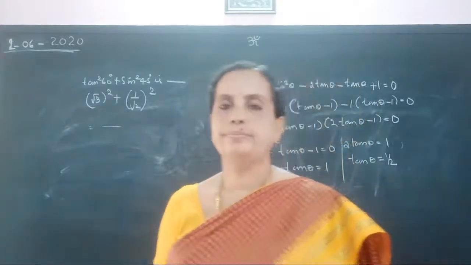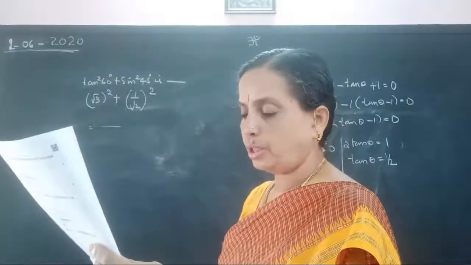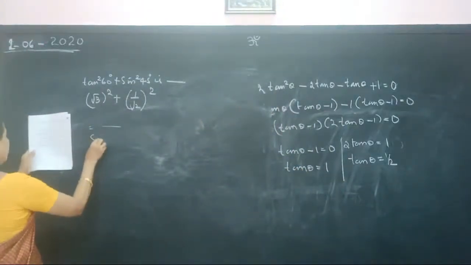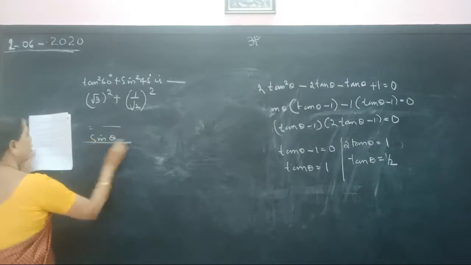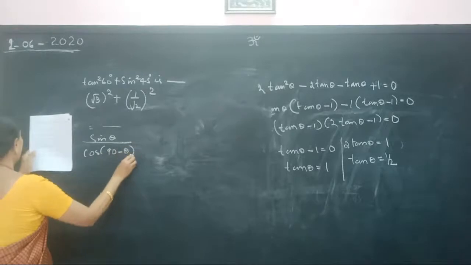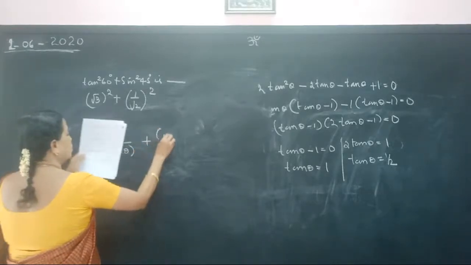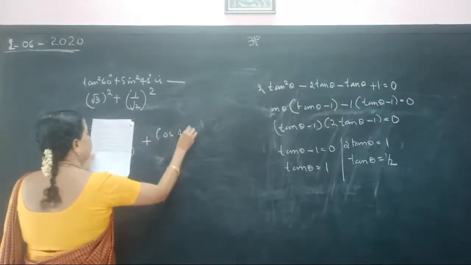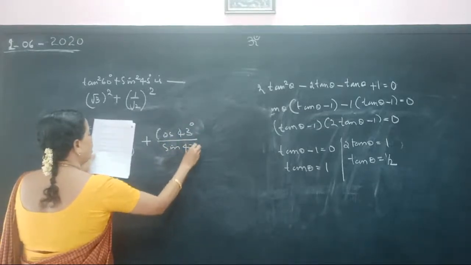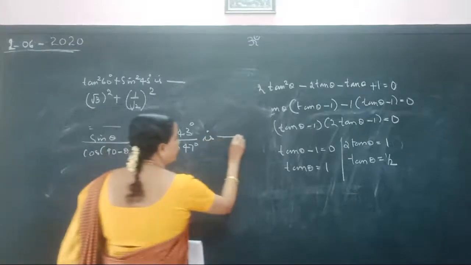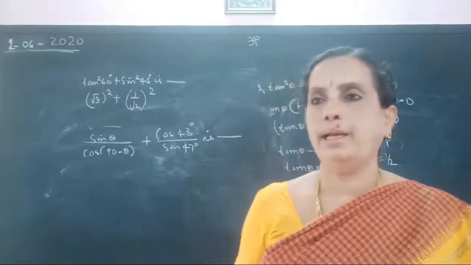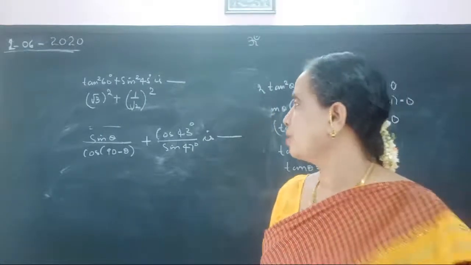Next question. Shall I go to the next question? Another one more question. The value of sin theta by cos 90 minus theta plus cos 43 degree by sin 47 degree is dash. 7 by 2 is the right answer. Proceed for the next question.